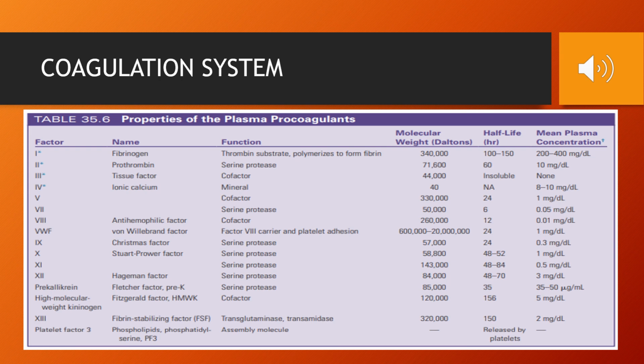And then there are platelet phospholipids, particularly phosphatidylserine, which are still required for the coagulation process, but they were given no Roman numerals. So they are called collectively the platelet factor 3.